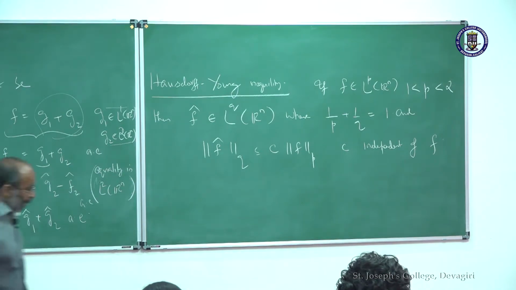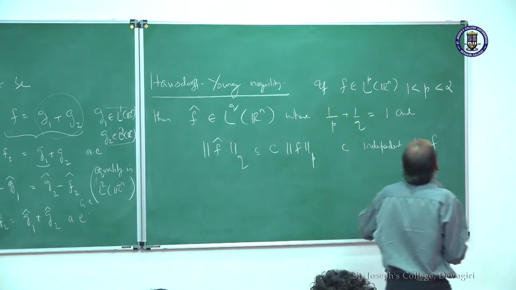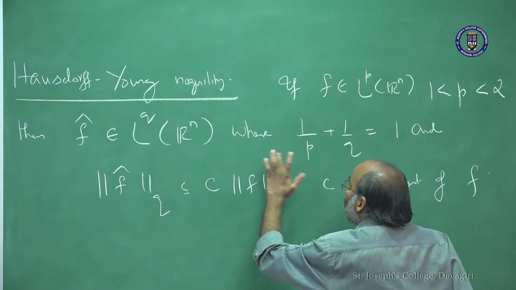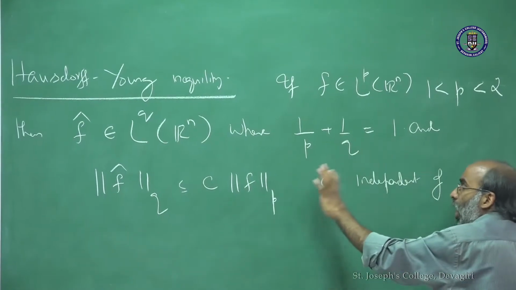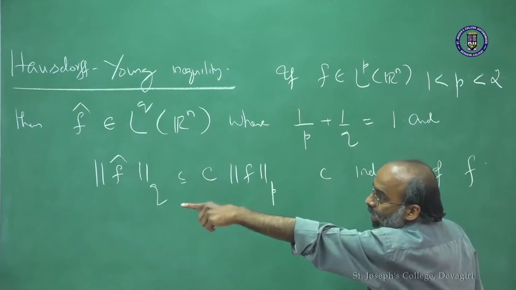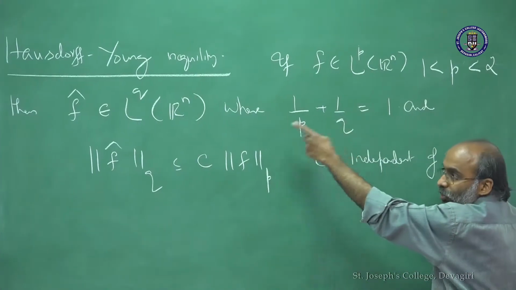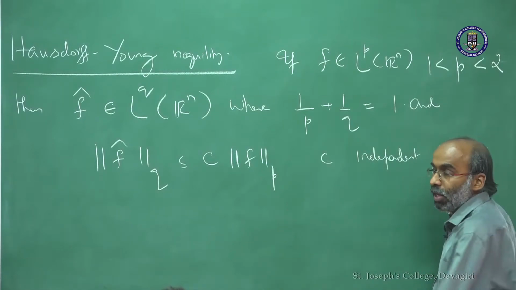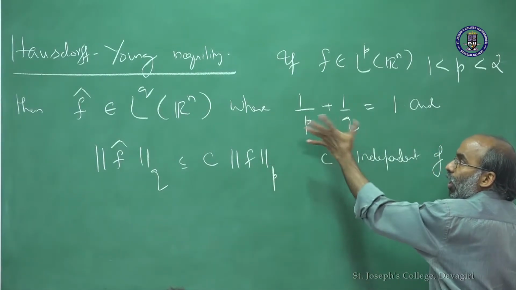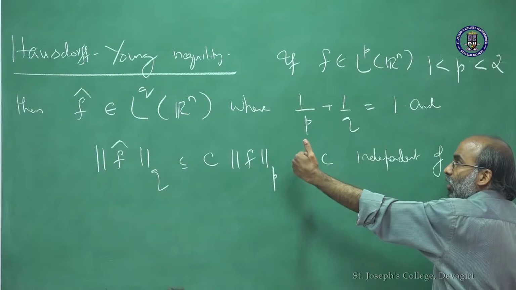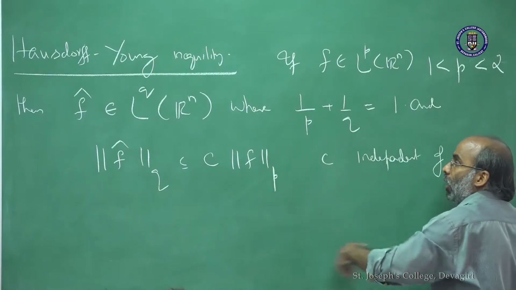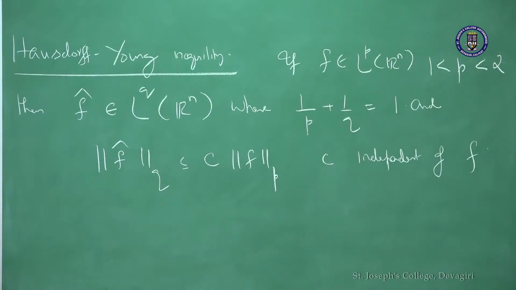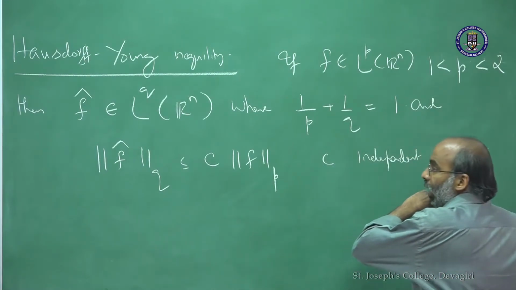So let's repeat. If F is a function in LP, then F hat is in LQ, where 1 by p plus 1 by q equal to 1. That is what happens at the end points, right. When p is 1, q has to be infinity. When p is 2, q has to be 2. So for L1 and L2 we already know this result. Hausdorff-Young tells you that it actually happens for all LP for p between 1 and 2, okay. p greater than 2 is a different ball game, we will not get into that right now.